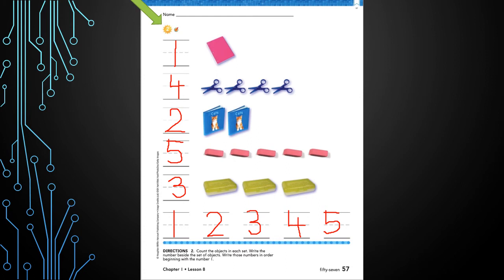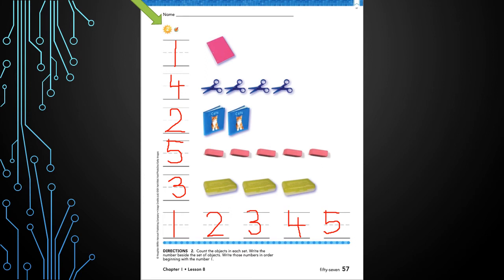How many erasers do I see? 1, 2, 3, 4, 5. I write the number 5 here. How many boxes do I see? 1, 2, 3. So I write the number 3. Now what you have to do is you can see these numbers 1, 4, 2, 5, 3.